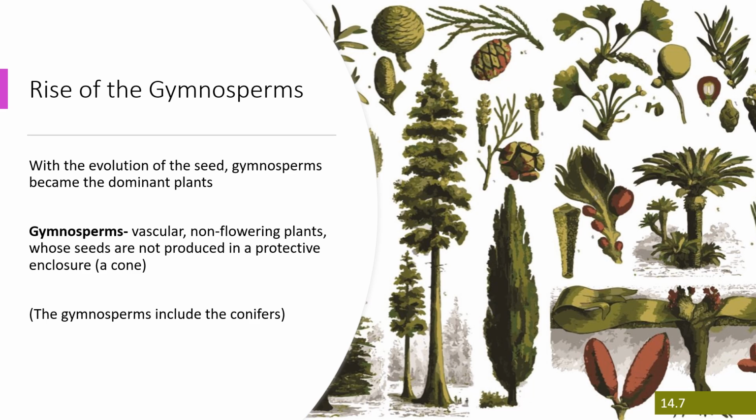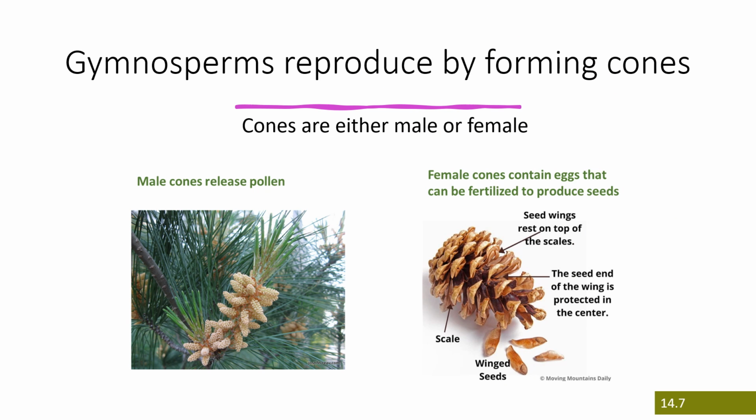After the seed evolved, gymnosperms became the dominant land plant. The gymnosperms include all the conifers, so think of plants like pines and spruces. Gymnosperms are vascular plants, but they don't produce flowers. They have seeds that are produced in a protective enclosure, usually referred to as a cone. Again, gymnosperms don't have flowers, but they do have cones, which function somewhat similarly.